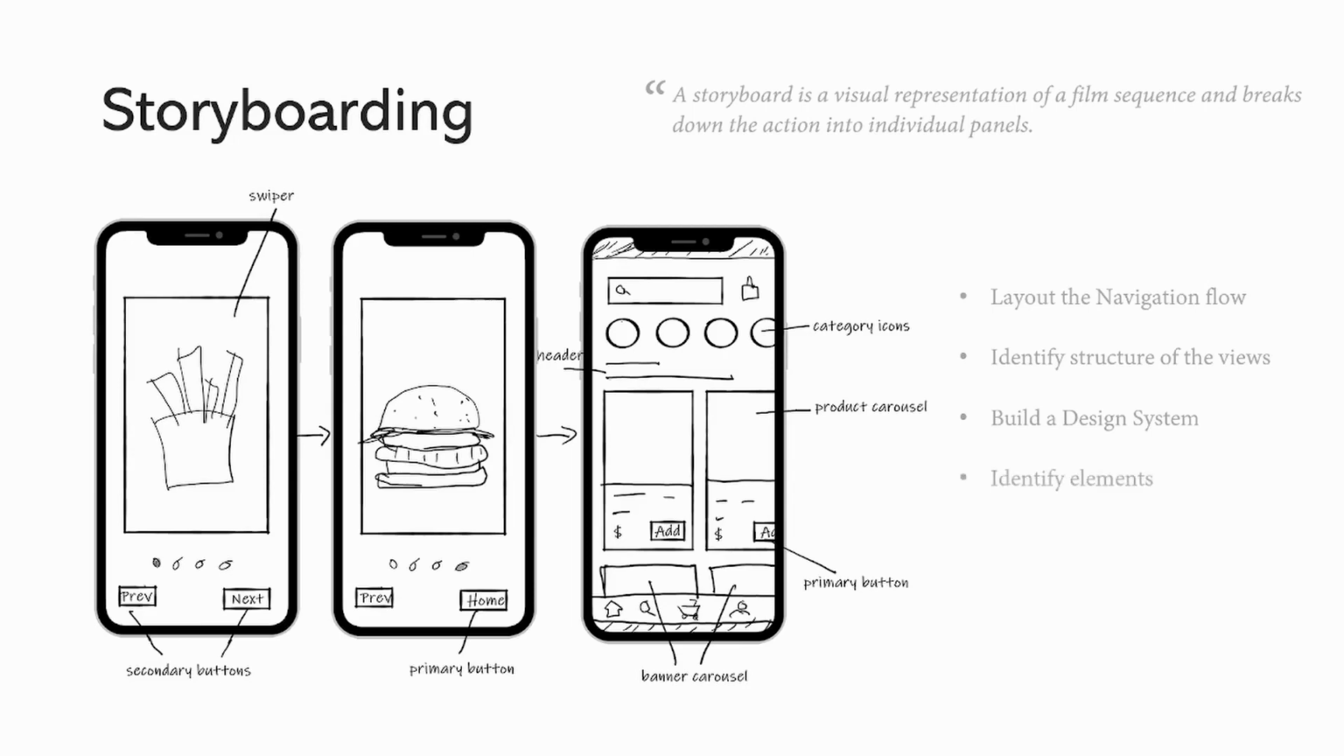Next, as a part of the design system, we will also identify elements and components. Elements are the most basic building blocks that are used to build any view, like text boxes, buttons, and along with design, we'll also define their behavior.